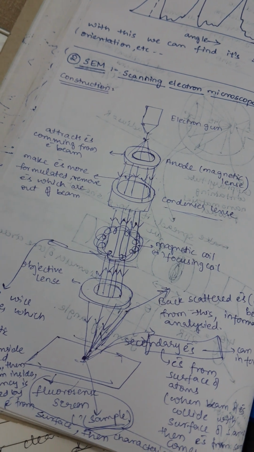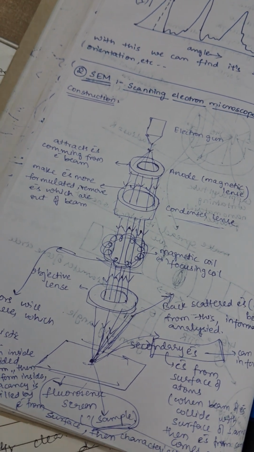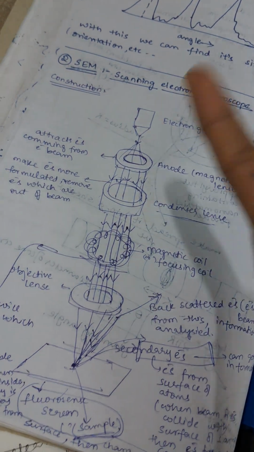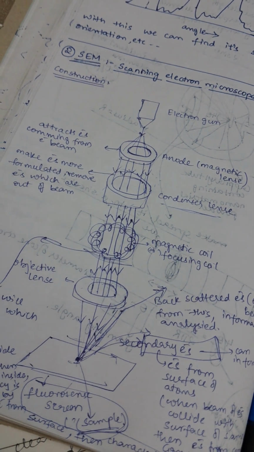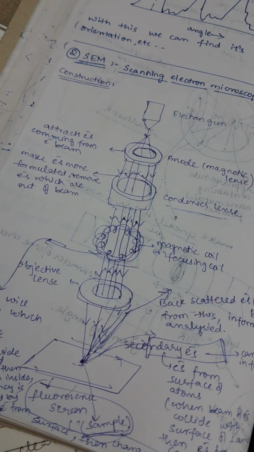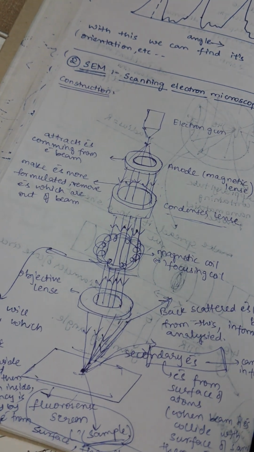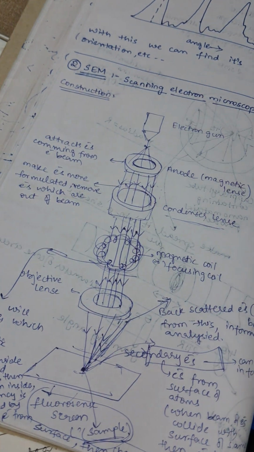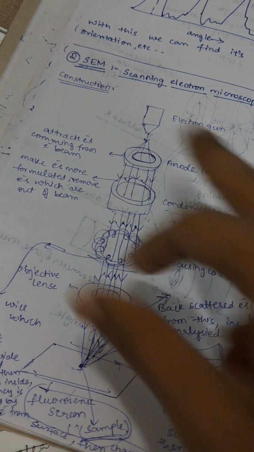Third, composition. We can identify what elements are present in the sample with the help of SEM. Next is crystallography. We can study how atoms are arranged inside the crystal with the help of SEM.